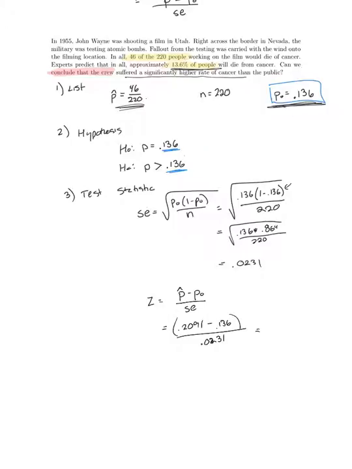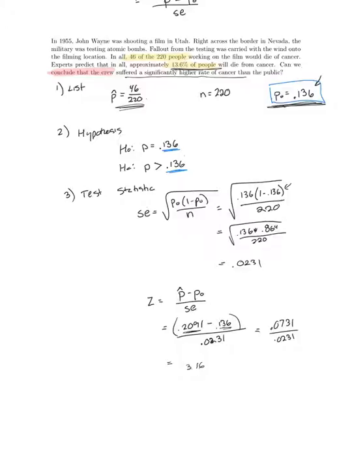So if I simplify this, I'm going to get 0.0731 on the top, divided by 0.0231, which will give me 3.16. A couple things about the z-score. One, it's positive. And it's positive because what actually happened, my 46 out of 220 people, is higher than the 13.6% I'd expect the percentage to be. That is, I'm getting a positive z-score because my actual value here is above my expected value.